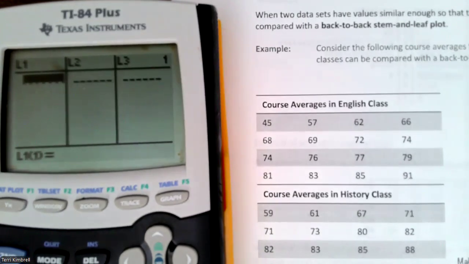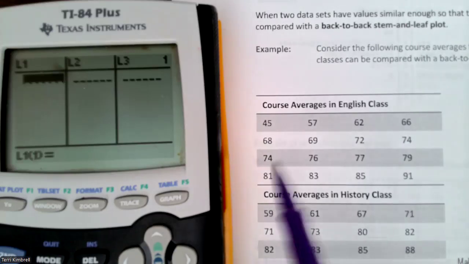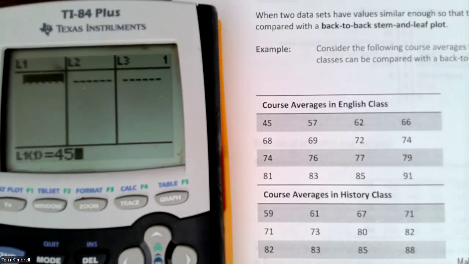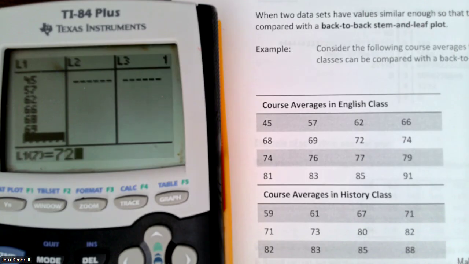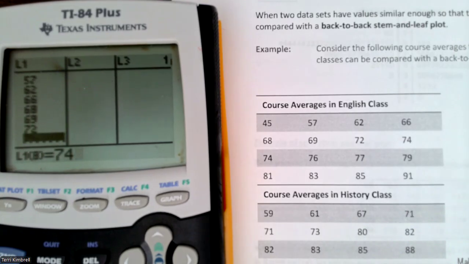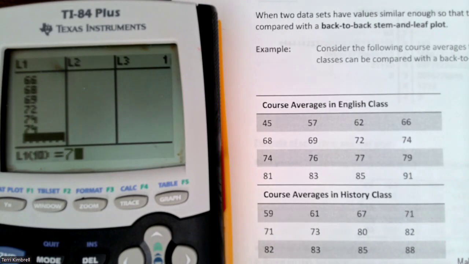Okay, I'm going to type in the course averages for English, and I'm just going to go across. So 45, enter. 57, 62, 66, 68. So I'm just typing these in across. If you want to pause the video and type yours in, please do so.